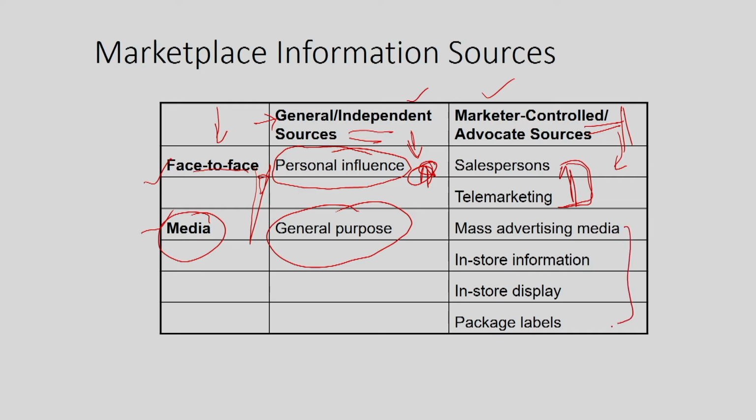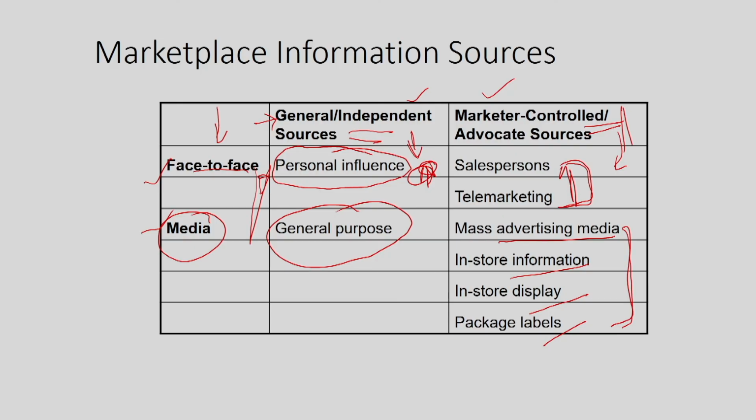Now through the media, the market controlled product information which reaches you is mass media advertising, in store displays, in store information and package labels. These are the ways through which product related information reaches you through the media. So basically there are two ways in which a consumer can get information: either face to face, directly talking to someone, or through the media, be it the internet, a magazine, or a newspaper.